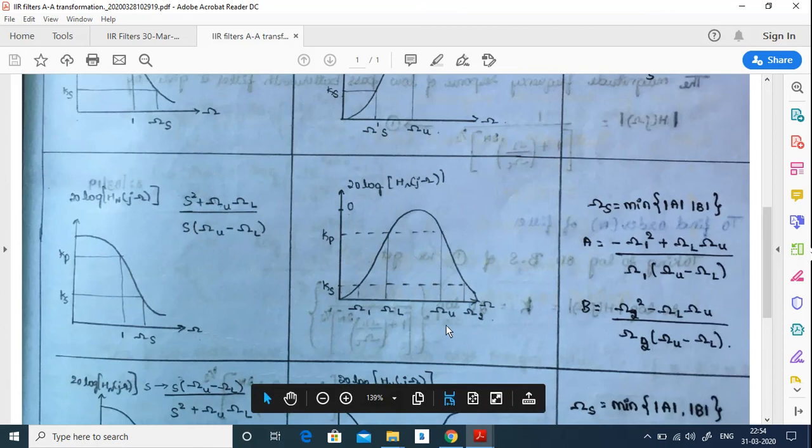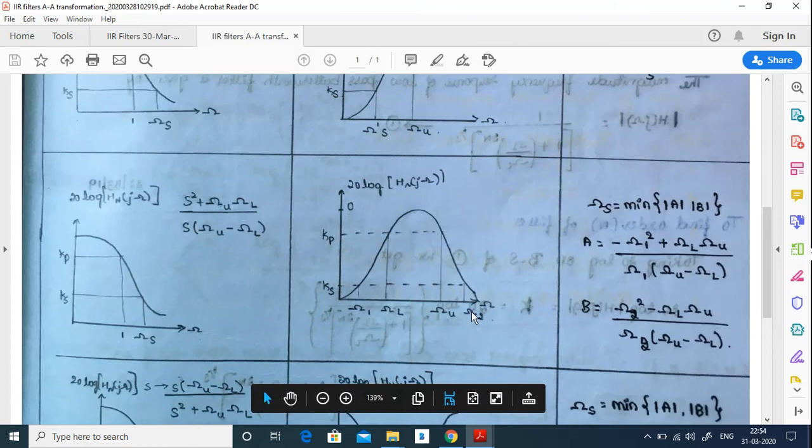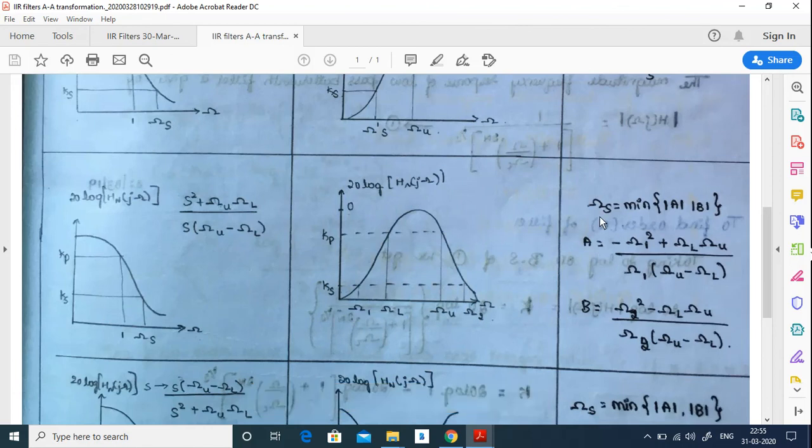specifications for a magnitude frequency response, where on the y-axis it is kp, ks, that is the pass band as well as stop band frequency. Since this is a band pass filter, for one value of k you will get two values of omega, that is omega L and omega u. Similarly, for one value of ks you will get two values of omega, that is omega 1 and omega 2. Suppose they gave you this and you want to get this, then use this: omega s is given by the minimum of magnitude A, magnitude B.